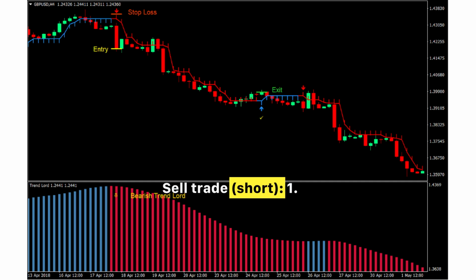Sell trade, short. 1. Wait for Trend Lord to flip to crimson. 2. Confirm with the scalper. The line turns red and a down arrow appears. 3. Enter short on confirmation. 4. Place stop loss just above the scalper bar. 5. Exit when Trend Lord becomes steel blue or the scalper gives a blue up arrow.